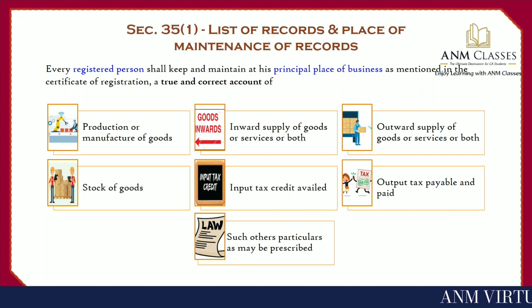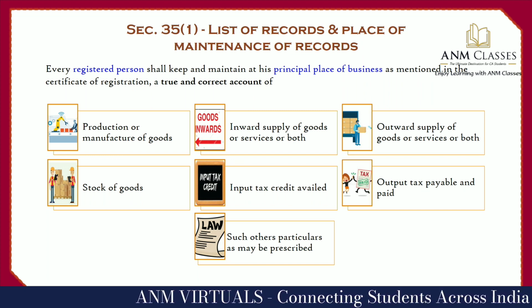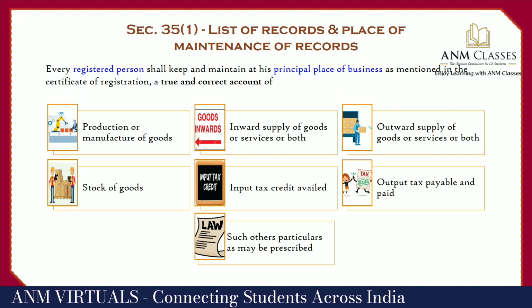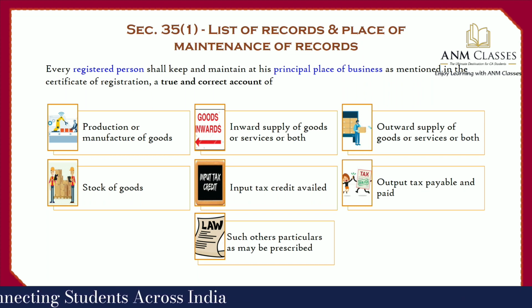Such other particulars as may be prescribed. Repeat once again: production or manufacture of goods, inward supply of goods or services or both, outward supply of goods or services or both, stock of goods, input tax credit availed, output tax payable and paid, such other particulars as may be prescribed. This will be asked in the exam, sir. So what is section 35 subsection 1? List of records and place of maintenance of records.